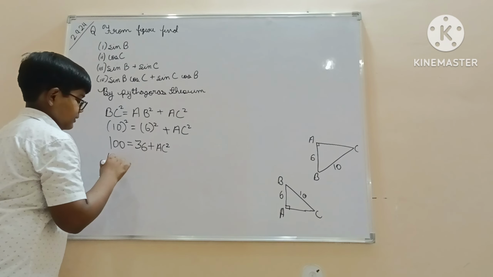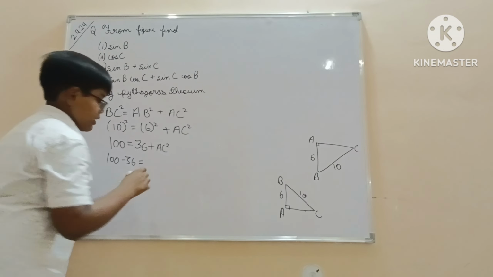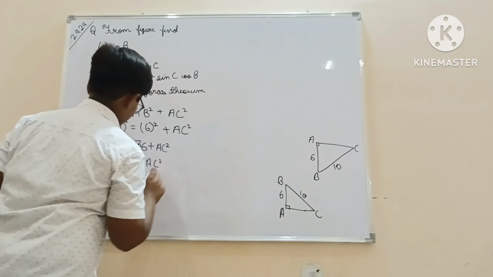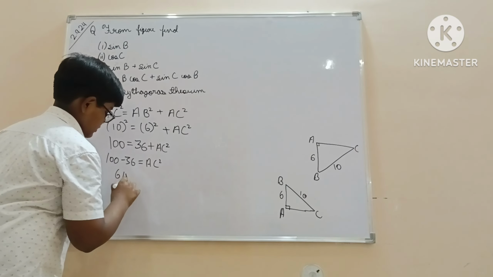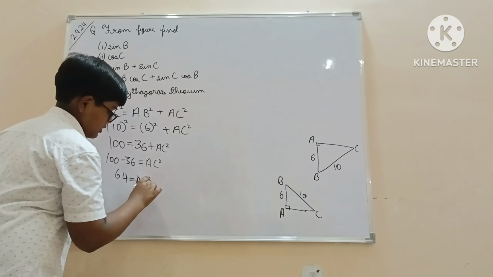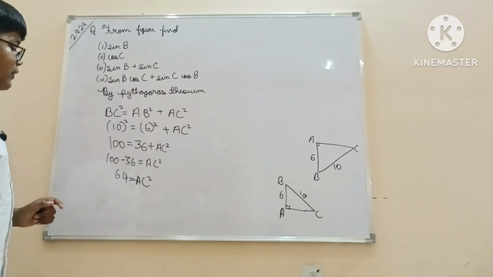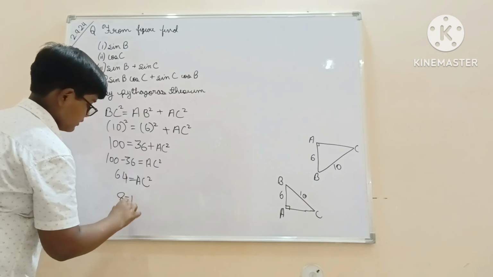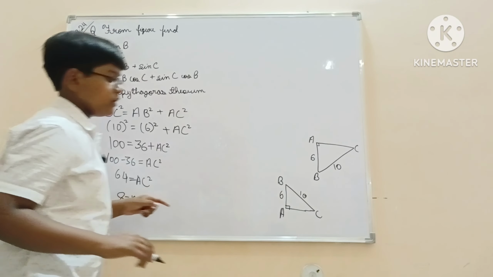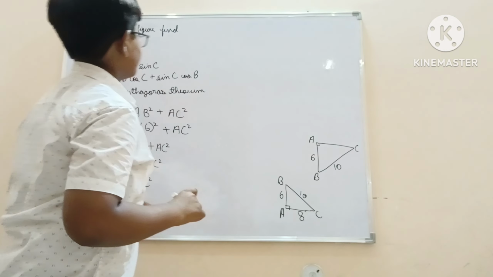Now this 36 will be transferred here, which will subtract from 100, which will be AC square. Now 100 minus 36 is 64, which equals AC square. Now both the values are in square, so 64 is the perfect square of 8. Now these values will get rooted and we will get our answer as 8 equals AC. Now we have got our answer for the line AC, which is 8 units.